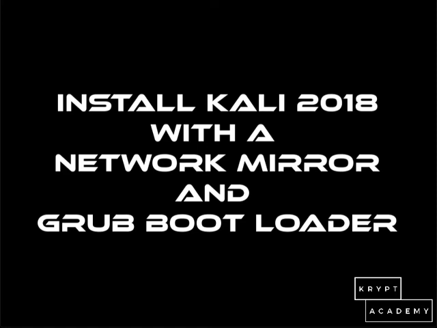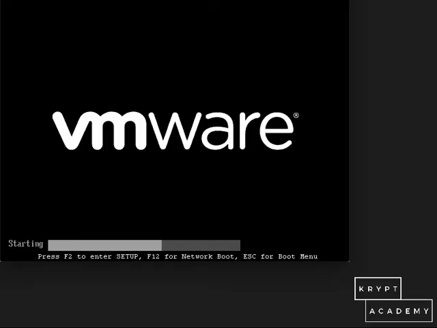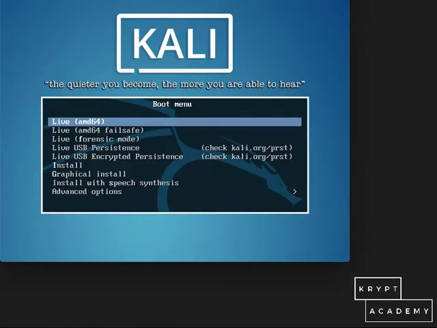Hi everyone, in this video I will walk you through installing Kali 2018 as a VM with a network committer and the grub bootloader. I have the VM set up with 20 gigabytes of hard disk space. If you have less than that, you might get an installation error because there's not enough disk space, so make sure you have at least 20 gigabytes available. I also have the Kali ISO attached to the VM. I will start the VM here and we'll see how we can get it installed.